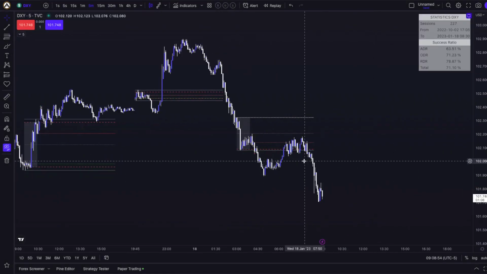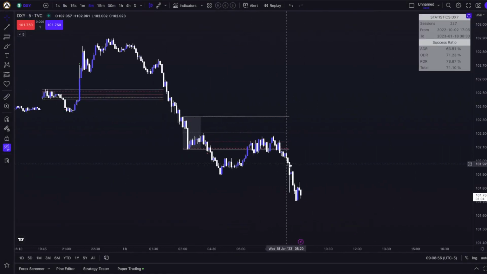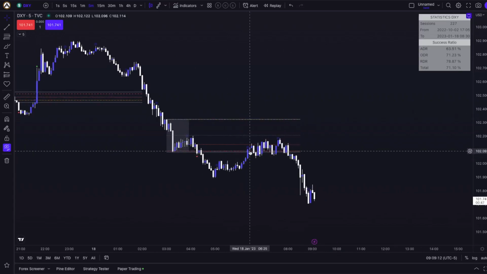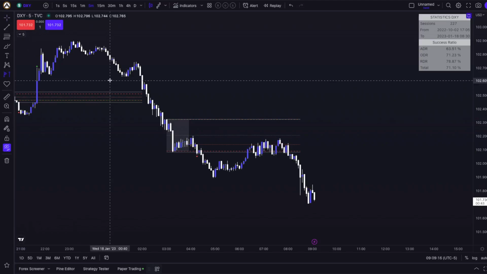So for the ODR on the DXY, we also had a bearish confirmation. We see the stats for the DXY: the success ratio for the ODR sits around 71%, and the total success ratio sits also around 71.10%. We pulled back. That should be very obvious. I think I've done that a few times already.